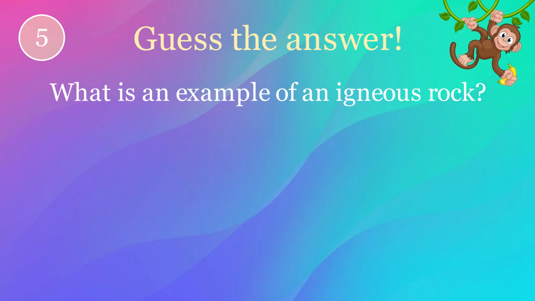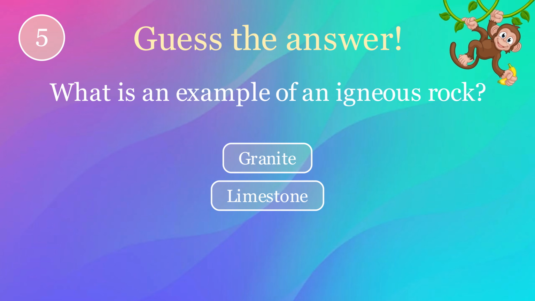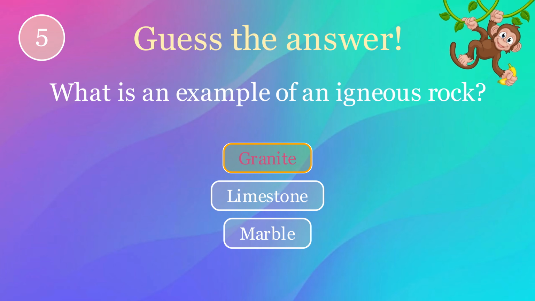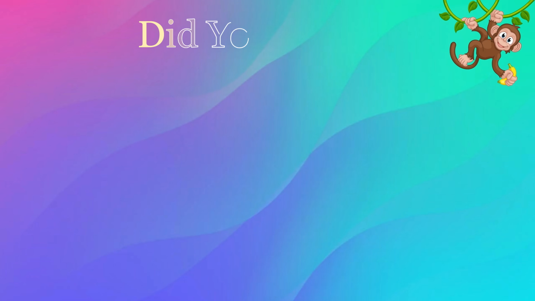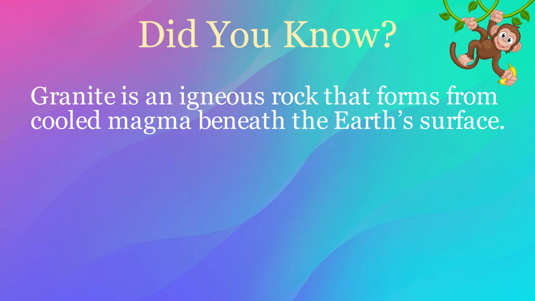What is an example of an igneous rock? Granite. Limestone. Marble. The correct answer is granite. Here's an interesting fact: granite is an igneous rock that forms from cooled magma beneath the Earth's surface.